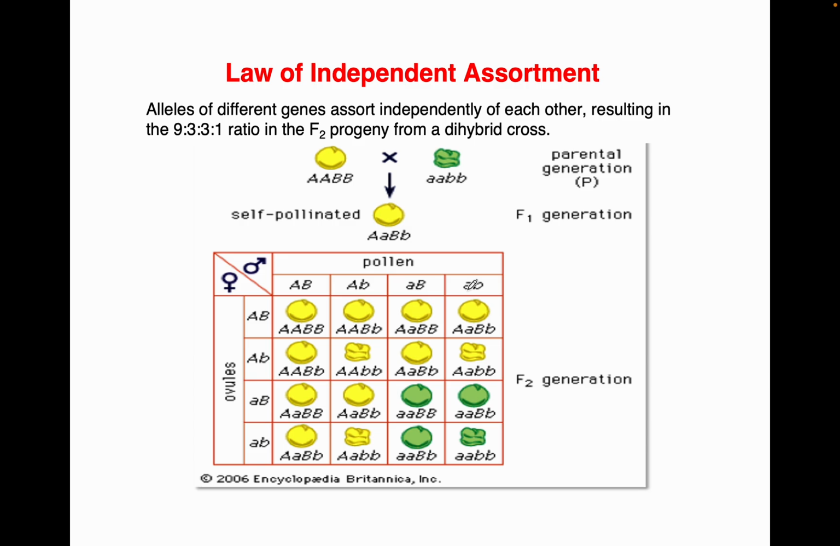So these 4 gametes are possible in male and 4 gametes are possible in female, and when they combine in different ratios, the resulting phenotypic ratio is 9:3:3:1. It means that in the dihybrid cross in the second generation, 9 will be yellow and round, 3 will be yellow and wrinkle, 3 will be green and round, and 1 will be green and wrinkled. So this is called the law of independent assortment, meaning that different genes assort independently of each other.